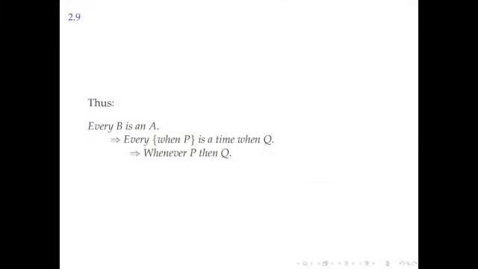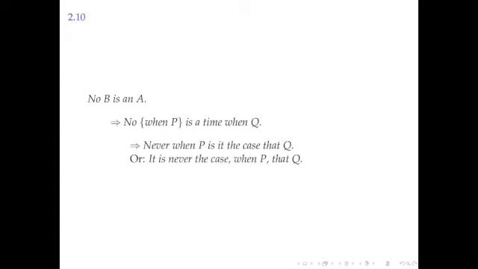Let's look at some examples. There are four kinds of categorical sentence. The first is, every B is an A. Changing gear, that becomes, every when P is a time when Q. And shaking that down, it becomes, whenever P, then Q. The second kind of categorical sentence is, no B is an A. That changes gear to no when P is a time when Q. And that shakes down to never when P is it the case that Q. Actually, we can say that slightly differently as it is never the case when P that Q. That means the same.